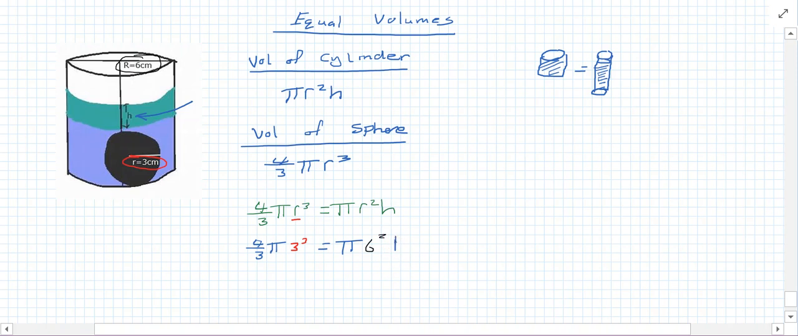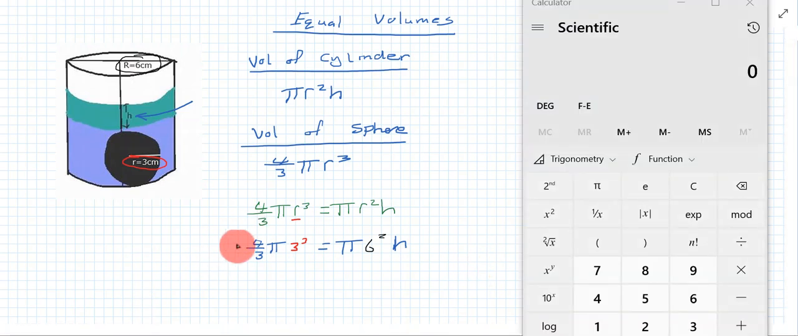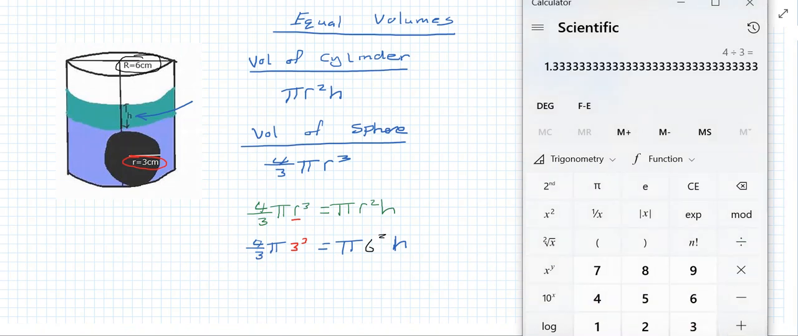So times the height. Okay, so what we can do is we can let one volume be equal to the other, and we use the principle of equal volumes. So what we can do then is work this out. 4 divided by 3 is equal to 1.33, and we'll just round it to 1.3.